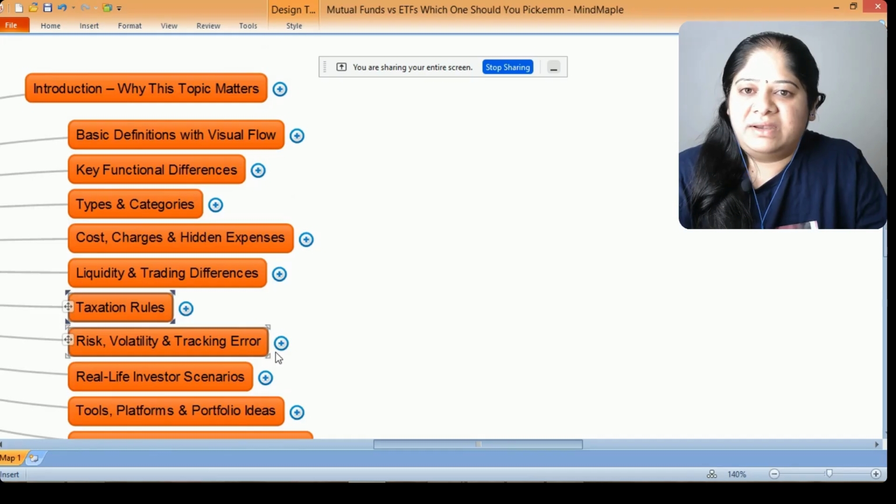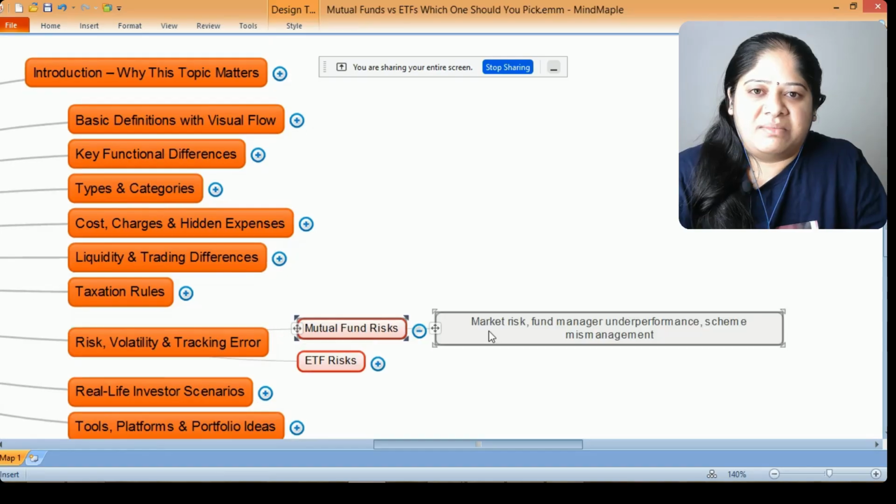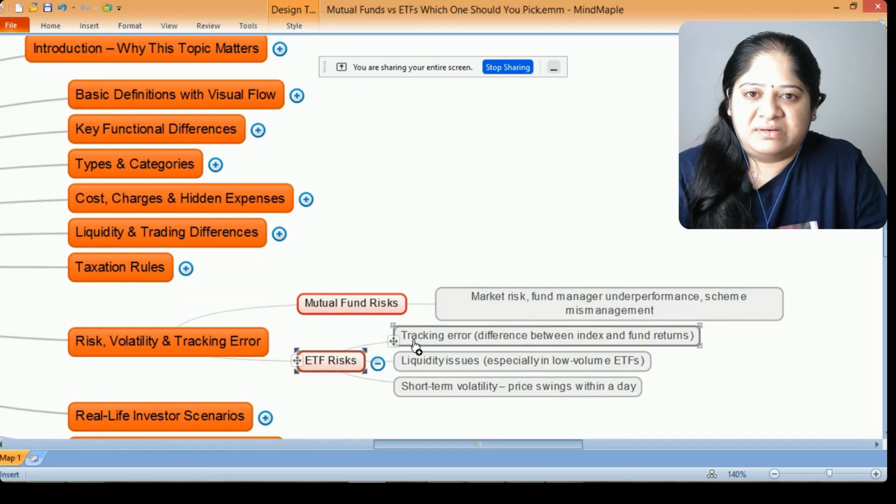Risk, volatility and tracking error. Mutual fund risks: market risk, fund manager underperformance, scheme mismanagement. ETF risks: tracking error, the difference between index and fund returns. Liquidity issues, especially in low volume exchange traded funds. Short term volatility, price swings within a day.